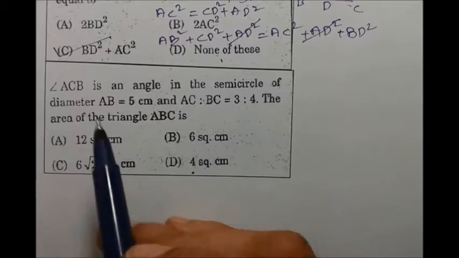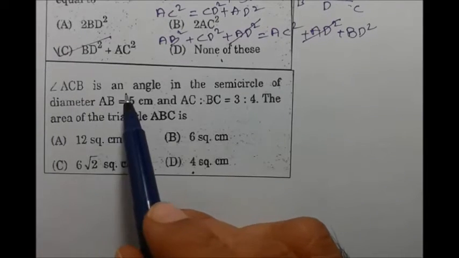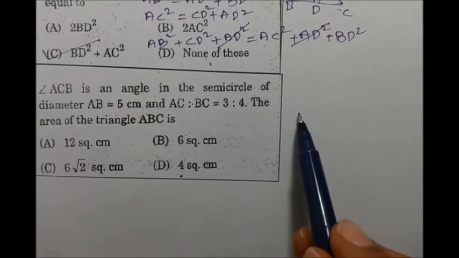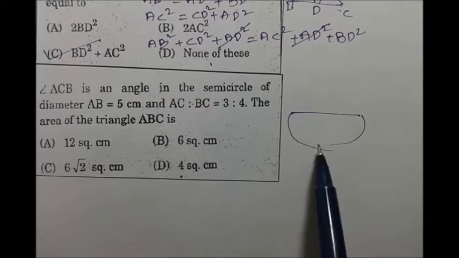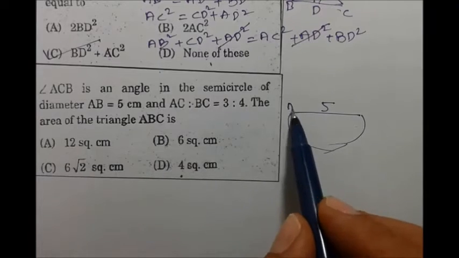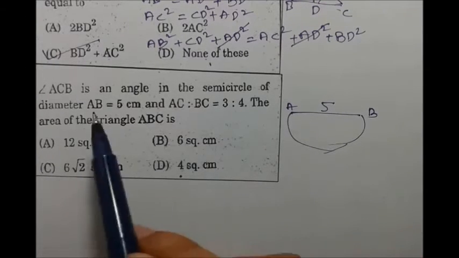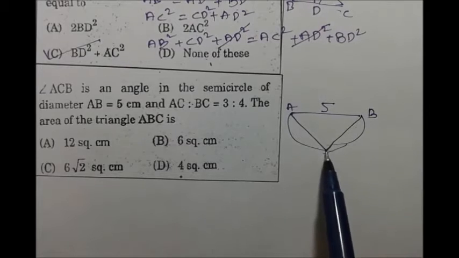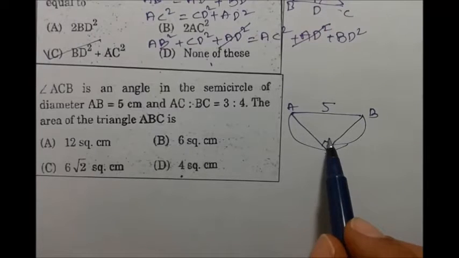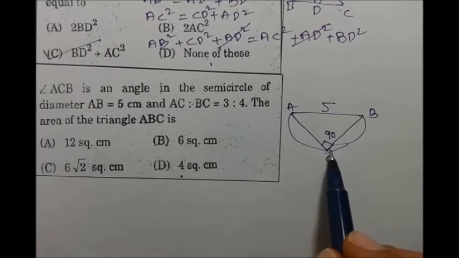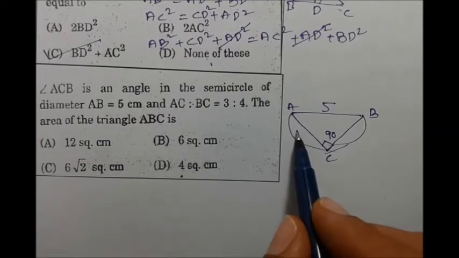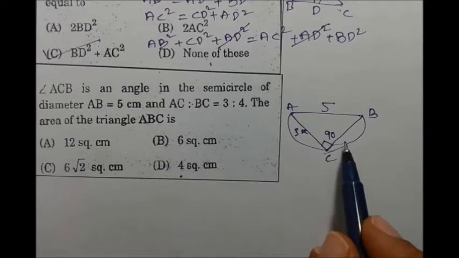Now solve this problem. Angle ACB is an angle in the semicircle of diameter AB equal to 5. So we have a semicircle here with the diameter 5 units, and A and B. So we have a triangle ABC. As you all know, this triangle will be 90 degrees because it is an angle in a semicircle. Now he gave AC as 3x and BC as 4x.